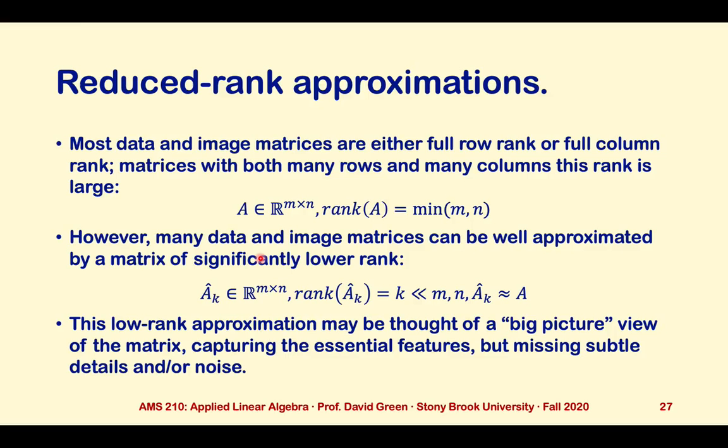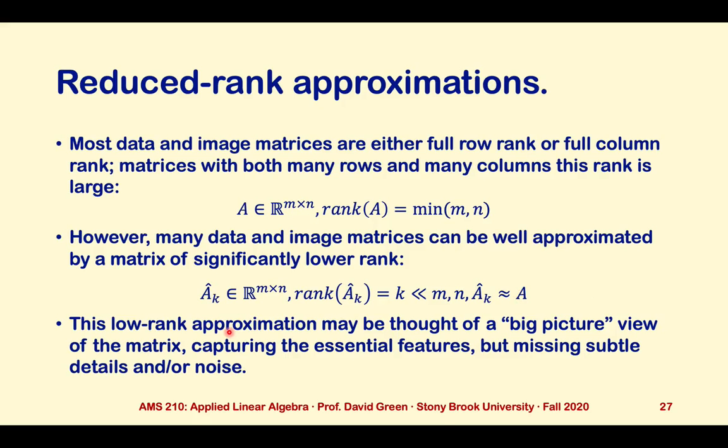Although these matrices are often very large rank in a formal sense, they often can be very well approximated by matrices of much, much lower rank. What do we mean by that? We mean we start with an m by n matrix, whose rank is the smaller of m and n. That's full row rank or full column rank. But we can find a matrix whose rank is much lower than both the number of rows and the number of columns, where this matrix is close to A in some sense.